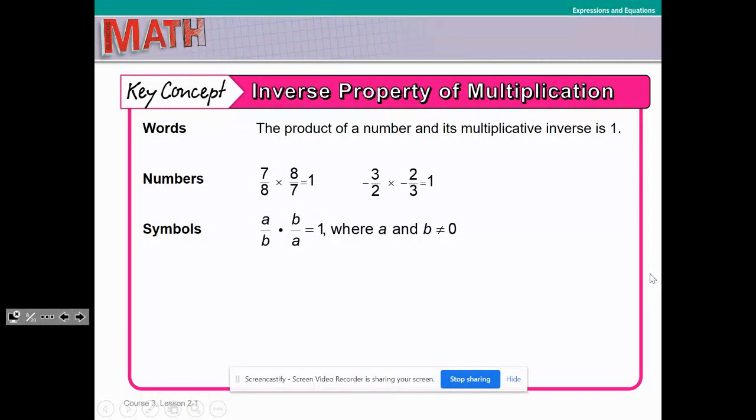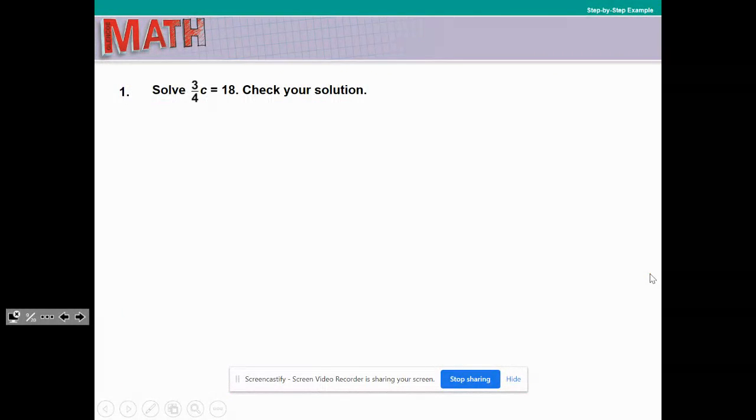Inverse property of multiplication: this just states that if you multiply a number by its reciprocal, you get 1. So you can see here, if you just flip it and multiply, you get 1. We're going to be using that property to isolate variables, to get rid of stuff, to turn it to 1 so we don't have to deal with it anymore, because that's what we want to do today, solve equations.